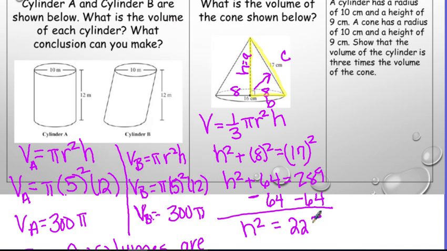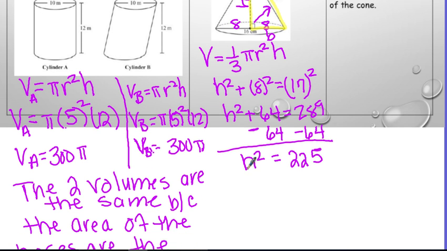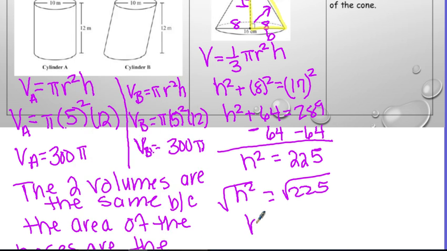$225. So in order to undo something squared, you have to take the square root. So square root of 225 equals 15. So H equals 15.